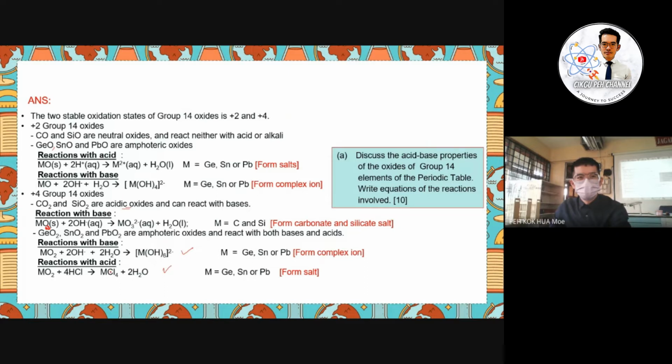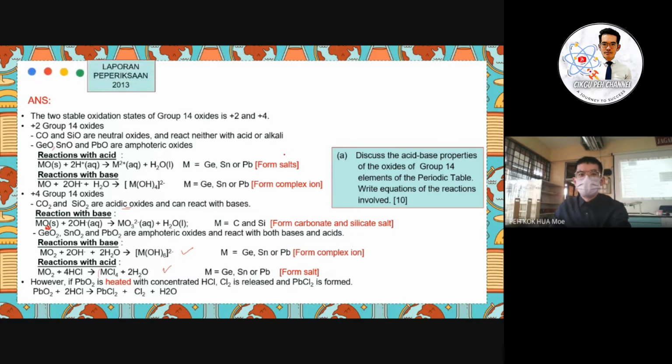will form the salt. However, here, if the lead dioxide is reacted with acid in hot condition, so the lead 2 chloride will be formed with release of the gas of chloride.